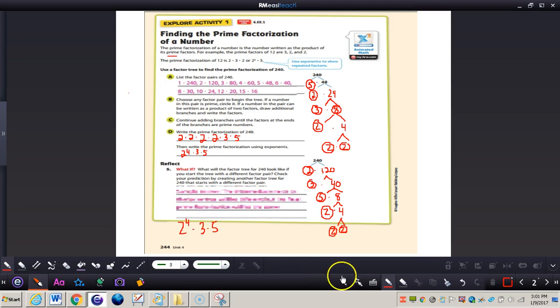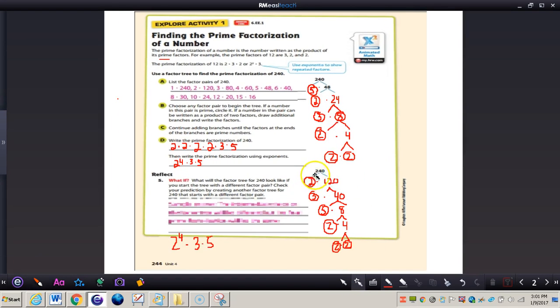So even though I started out with a different factor pair, I can see it did give me the correct answer. So the intermediate steps on the factor tree will be different. In other words, all these steps will be different, but the final prime factorization will be the same. So it's important to understand, no matter what factor pair you begin with, as long as you break all the numbers down to prime numbers, the prime factorization will be the same.